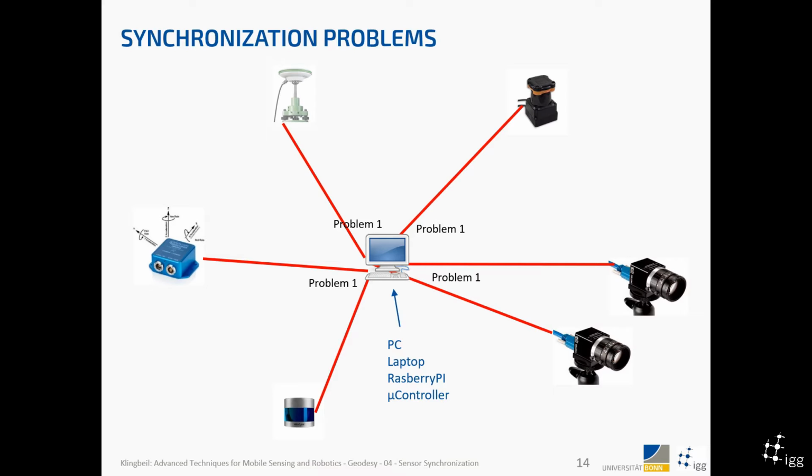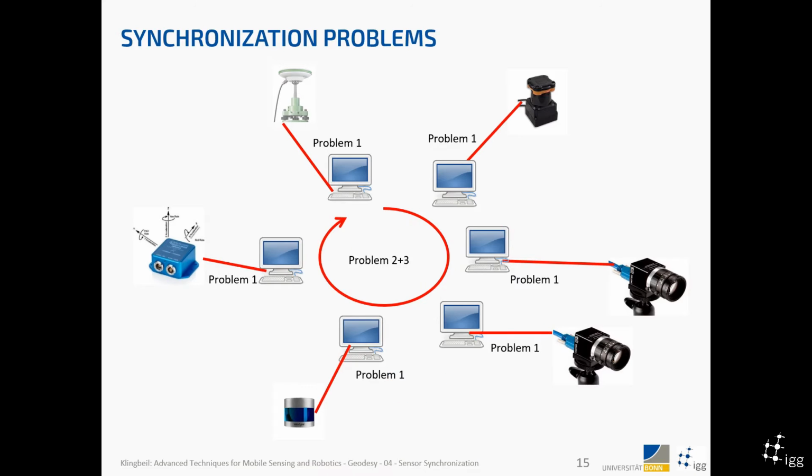This summarizes what I said a little bit. This might be a very well-known situation. You have some sort of PC, which represents a PC or a laptop or a Raspberry Pi or some sort of microcontroller, which is actually collecting the sensor data. It might be that all the sensors are somehow connected to that single PC. Although it looks like a very simple problem, because you don't need to care for multiple clocks on multiple PCs and how to synchronize them, problem one is still valid for each of those sensors: when did the measurement actually happen? And this is what we can see here.